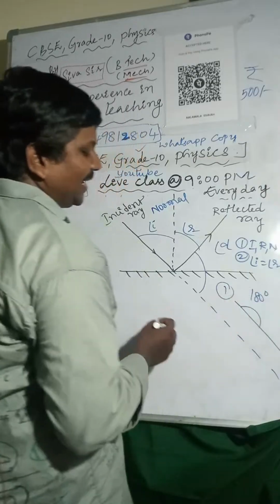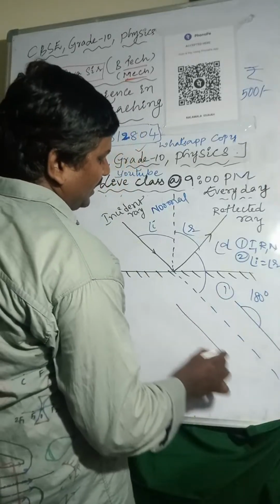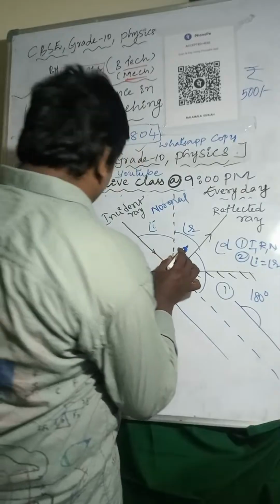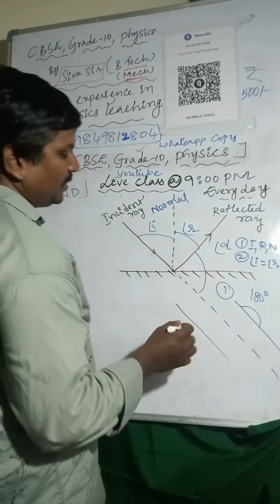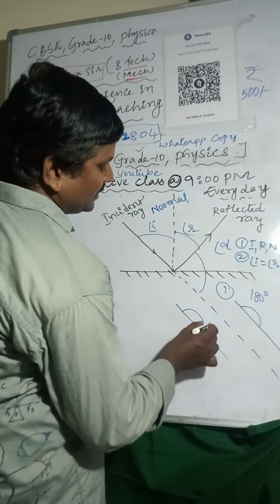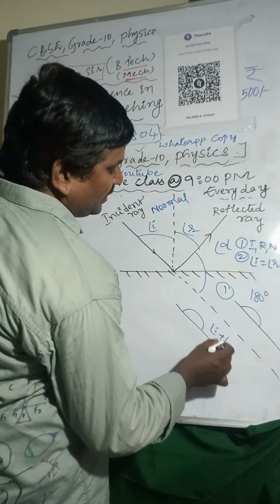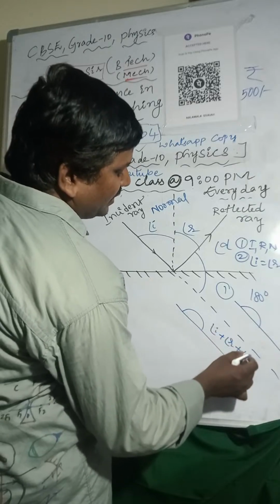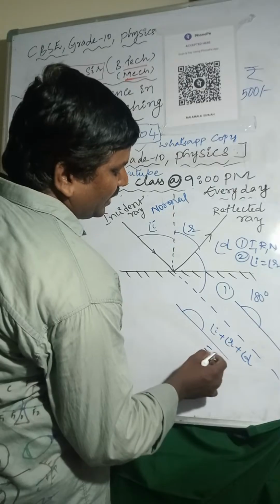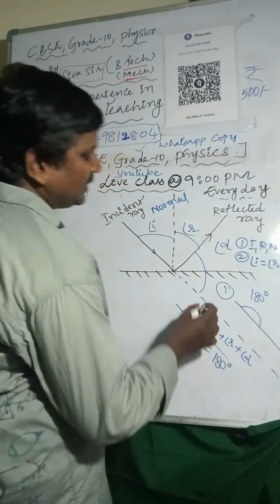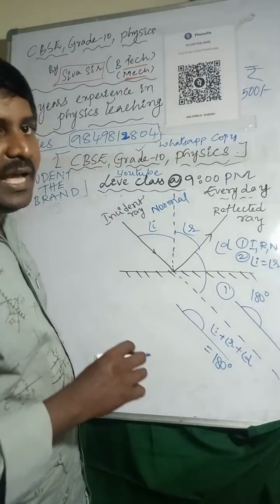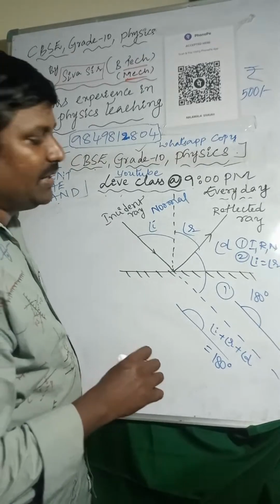So this angle is 180 degrees. So angle of incidence plus angle of reflection plus angle of deviation equal to 180 degrees.